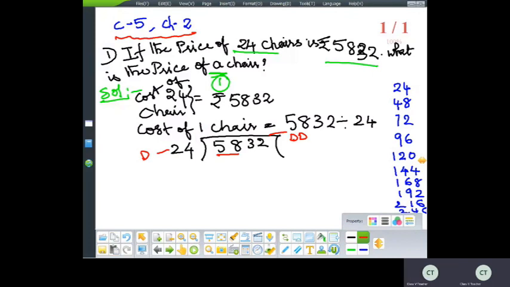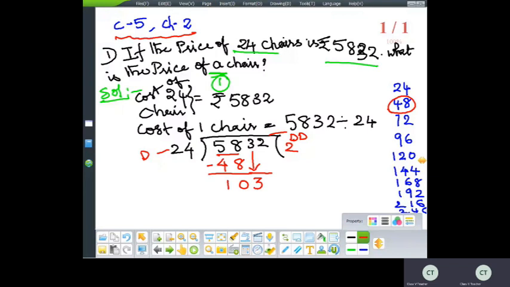Twenty-four twos are how much? 48. So 24 twos are 48. Division is subtraction, so do the subtraction. How much will you get? 1, 0. Get the next digit down. So 103.